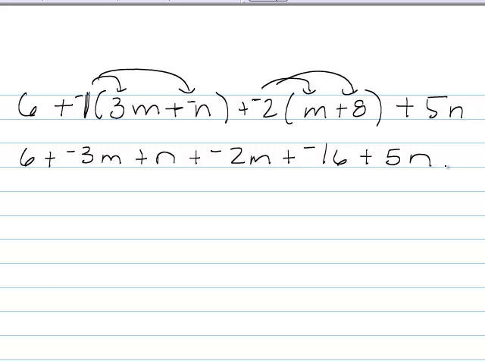All right, let's see if we have any like terms. Here I have an m, and here's an m. So I have those two like terms. Negative 3 plus negative 2. That's going to give me negative 5m. And here I have n and n. So 1n plus 5n is plus 6n. And then I have 6 and negative 16, or plus a negative 10. There we have our reduced or simplified expression.